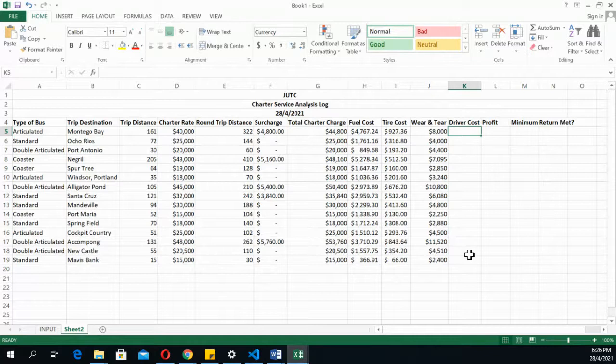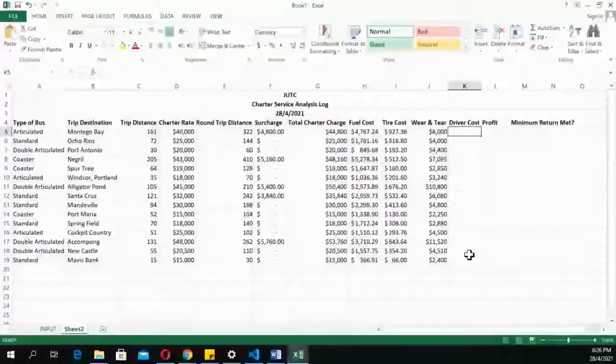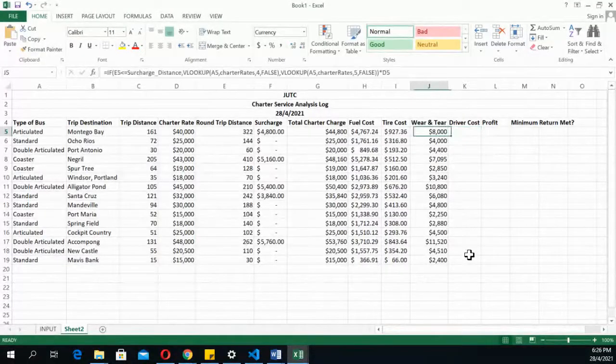Sir, this driver cost, that formula that you just put in, wasn't that the formula? No, I just want to make sure to show you the difference, the wear and tear. This is not driver cost. Remind me to say that. Okay, all right, so we're good except Miss Miller. Everybody good with the wear and tear, right?